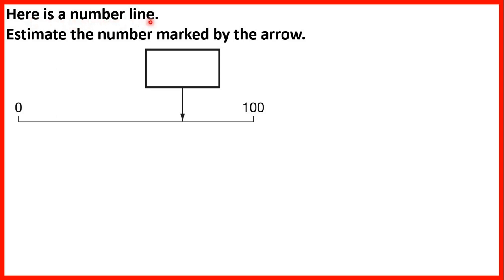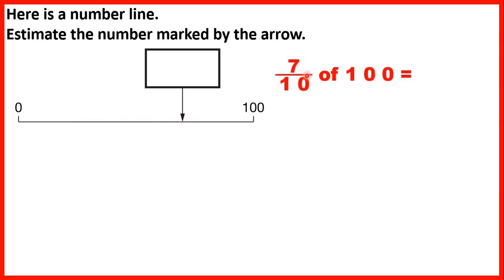Here is a number line. Estimate the number marked by the arrow. So we have 0 and 100, and we need to estimate this point here. Now I think this is about 7/10 of the way to 100, because if we split this line into 10 pieces, I would estimate that this point here would be the 7th line.